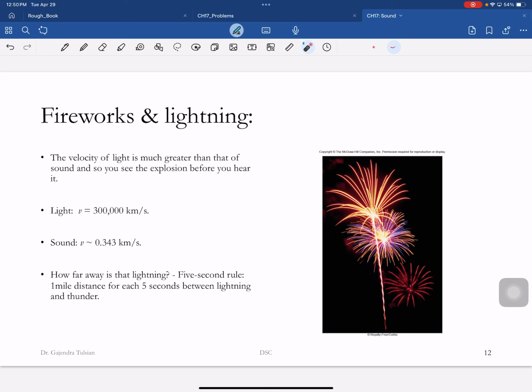And of course, if you see the flash and hear the thunder at the same time, that's probably the last thing you did.